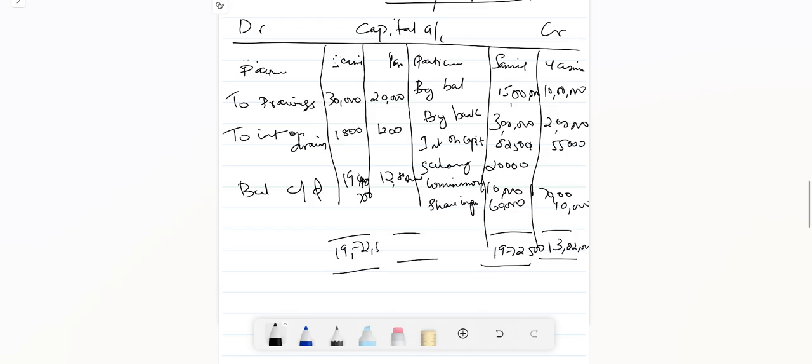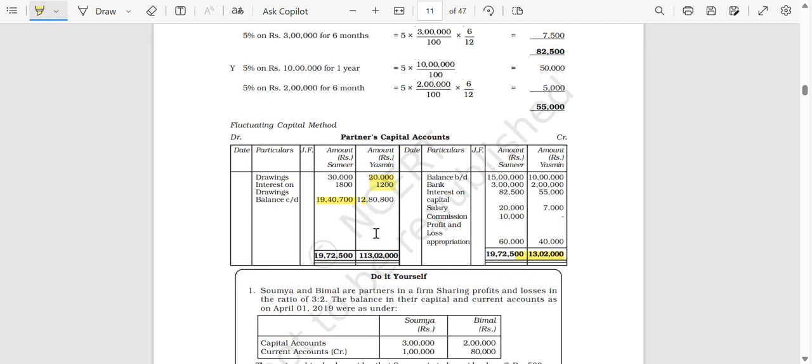So this is how you prepare the partners capital and current account as well as capital account under fluctuating capital method. So I hope you like this video, students. Going further, we'll do more illustrations so that I will cover all the adjustments relating to partners capital account. Thank you.